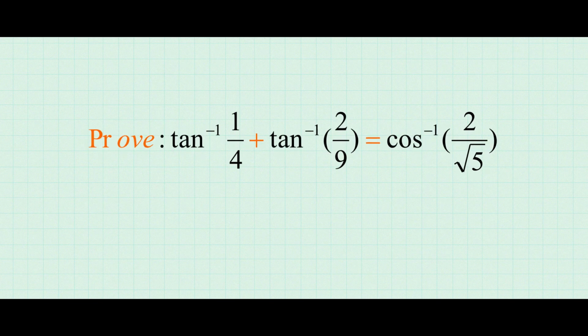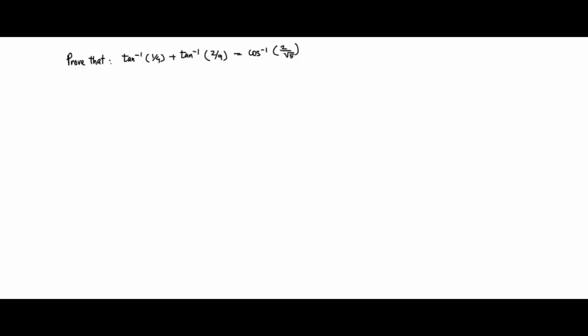Let us prove tan inverse of 1 over 4 plus tan inverse of 2 over 9 is equal to cos inverse of 2 over root 5 using tan inverse property. Here, first we will have to identify the x and y value. X here is 1 over 4 and y value here is 2 over 9. To decide which property to be used, we will have to find the product of x and y.